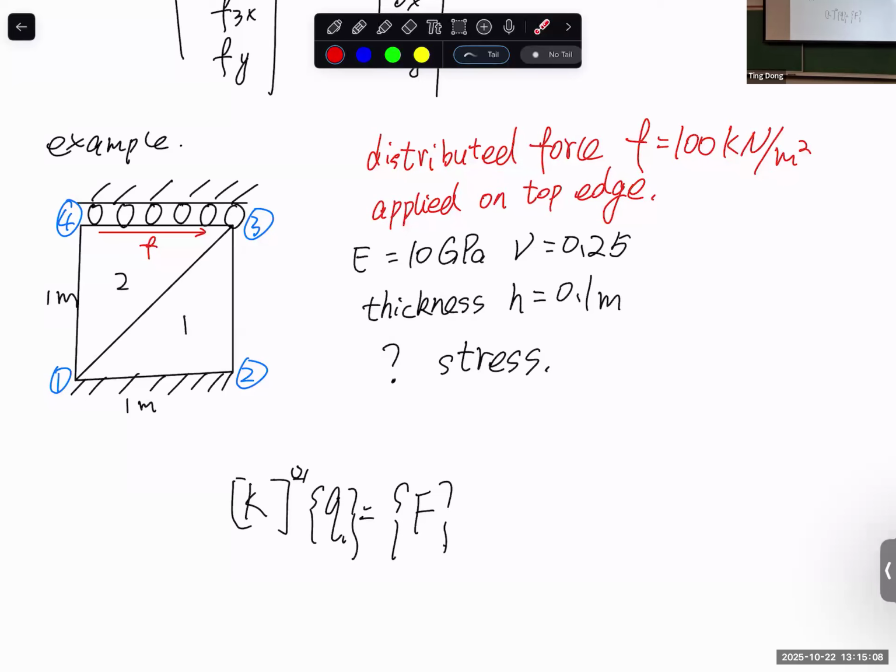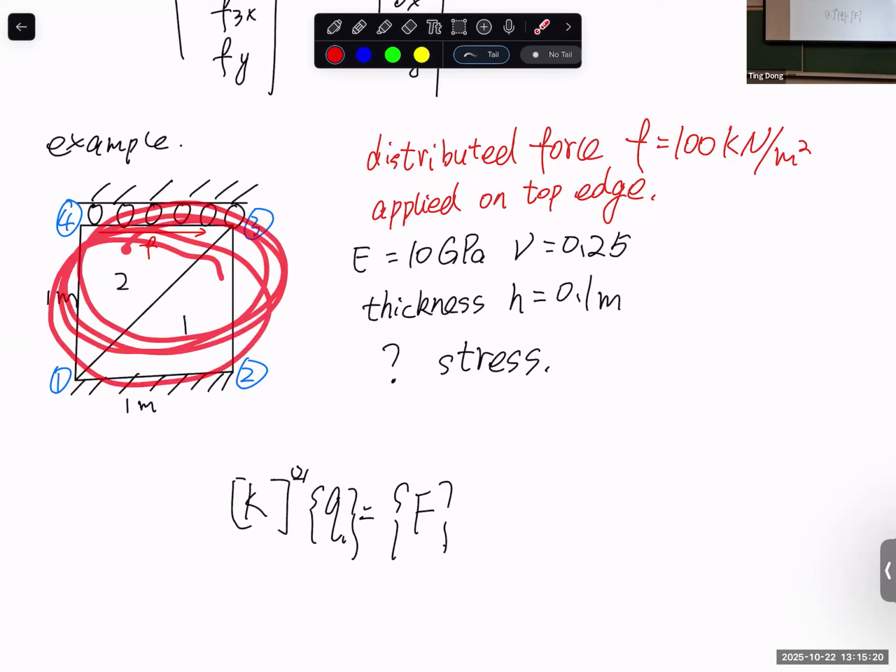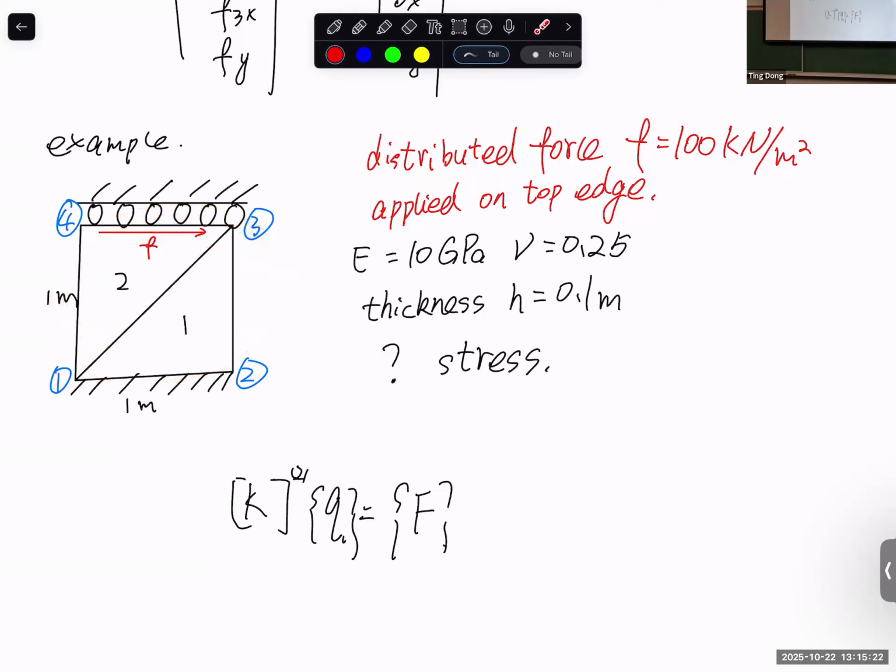Yes, thank you. So no matter how we describe our structure using the FEA method, we always need to understand this is a system. This is one structure. We are just using the FEA method to describe it in the way that this becomes one element and this becomes one element.